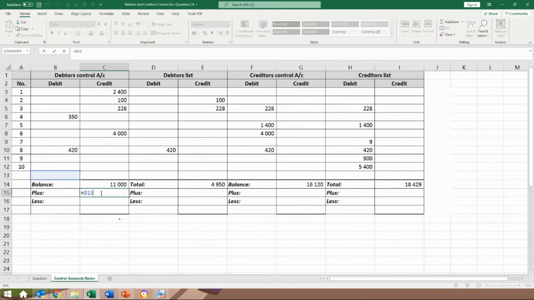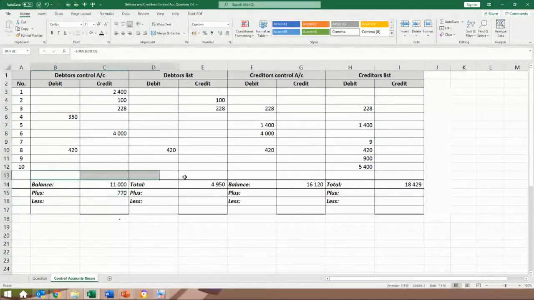So for the plus, we would add all of the debit sides. Now in this scenario, that would be 770. Okay, let me just show the totals here at the bottom. I've already added the totals here at the bottom just to help me do this calculation. So we would have added the 770 and we would have subtracted the 6,728, because credit sides decrease our debtors account. Then our new balance would be as follows. We would take the 11,000, add the 770, and subtract the 6,728 to get to a new balance of 5,042 Rand.